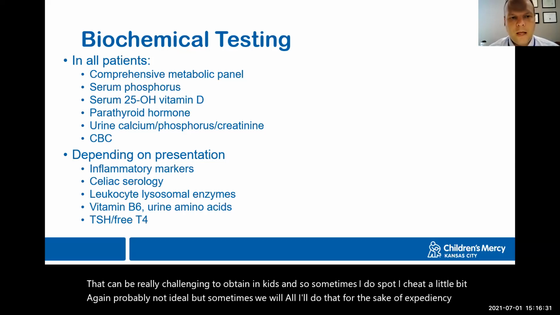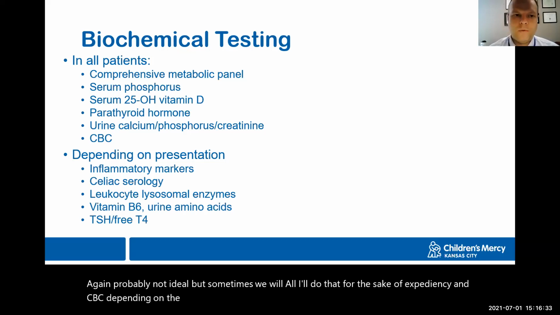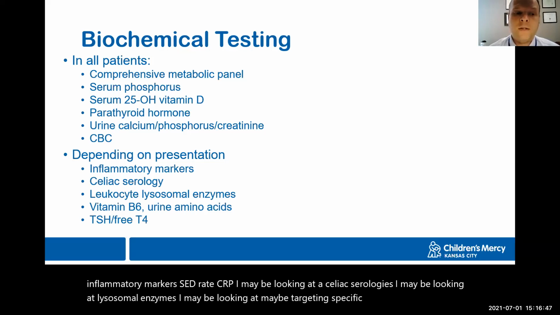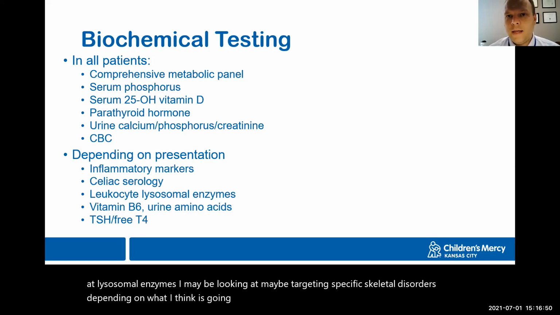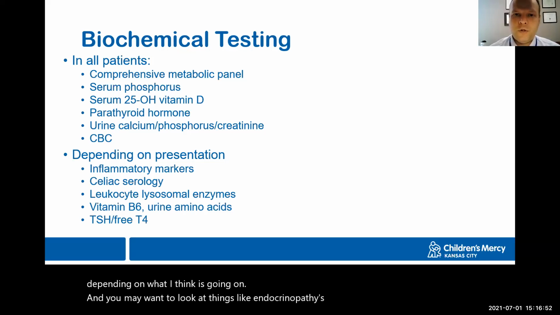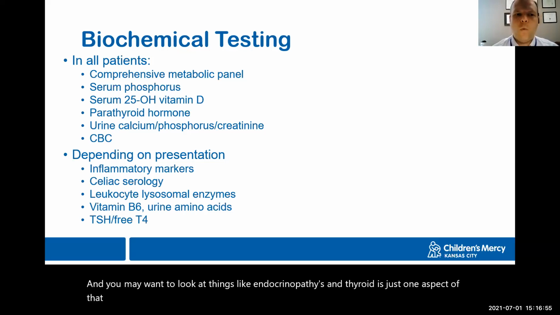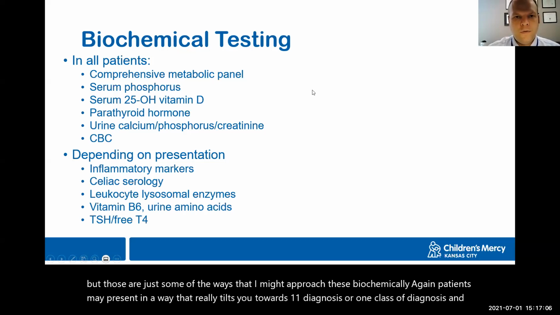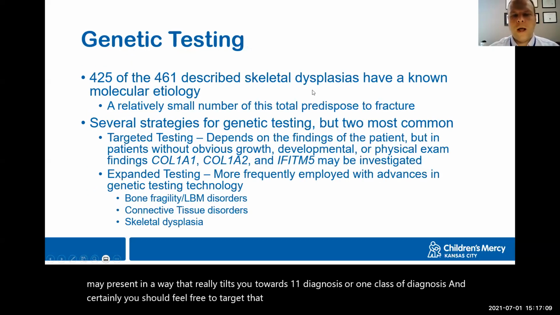And CBC. Depending on the presentation, I may expand this out. And so I may be looking for inflammatory markers, ESR and CRP. I may be looking at a celiac serology. I may be looking at lysosomal enzymes. I may be targeting specific skeletal disorders depending on what I think is going on. And you may want to look at things like endocrinopathies, and thyroid is just one aspect of that. But those are just some of the ways that I might approach these biochemically. Again, patients may present in a way that really tilts you towards one diagnosis or one class of diagnoses, and certainly you should feel free to target that if you think you've got a good idea of what's going on.